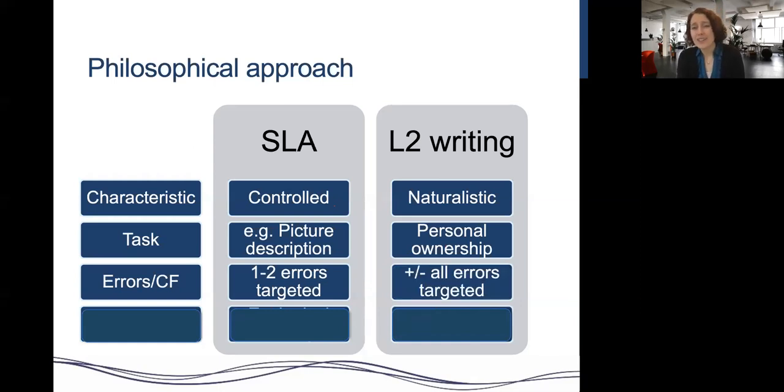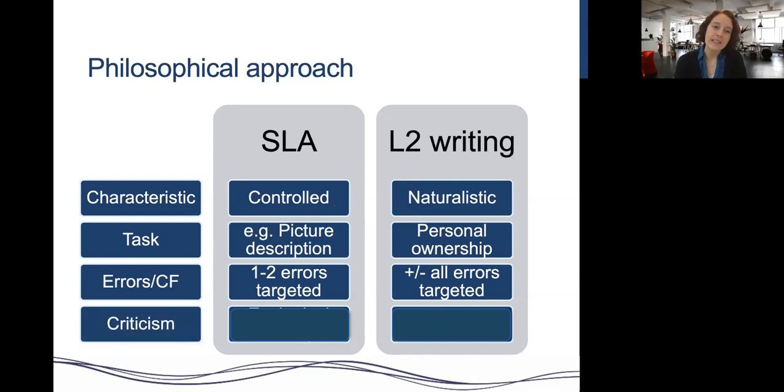Whereas in an L2 writing context, we might expect to see a wide variety of errors being targeted because of the personal ownership that the learners are taking of their work. And so because each learner is producing their own writing with their own voice, they're producing a wider variety of errors, which teachers then need to deal with. Well, that can result in different learners receiving different corrections, different numbers of corrections. So it's a bit of a different approach.